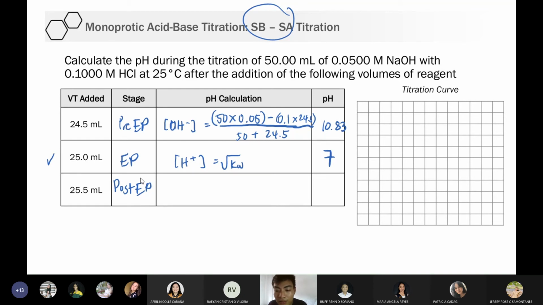Post-equivalence point. Ano yung sobra dito? Titrant. Ang titrant ay acid. So, ibig sabihin sobra tayo ng acid. Alamin mo kung gaano kasobra yung acid. What's the formula? MTVT minus MAVA over V total. Okay? Basta alam mo kung sino yung sobra, may idea ka na sa equation na gagamitin. Okay?